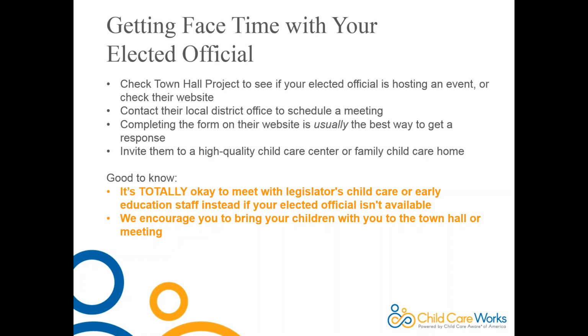So if you want to schedule a one-on-one meeting, the easiest way is to contact the local district office that you are trying to work with. Usually completing the form on the website is the best way because that's the way that they triage requests. They might say, okay, this request is about childcare, that's going to our childcare person. This request is about transportation, that's going to our transportation person. But not all websites have that request form. Some just have an email, some just have a phone number. If you are unsure, just call the office and they will direct you to the right place.